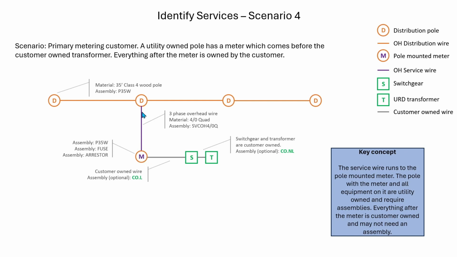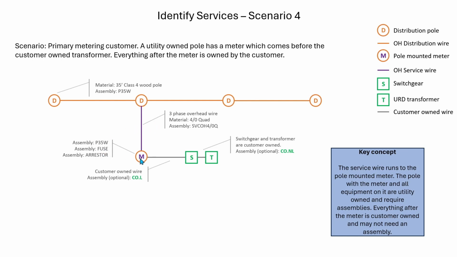So note, we made this purple to indicate that this is the service wire since it's what goes to the meter. So we have our 4-aught quad material defined with the services assembly for 4-aught quad. Note also that we do have a 35-foot wood pole, and that's a normal distribution pole, along with a fuse and arresters, and there could be other items on there as well. Those are all just considered to be distribution items at that point.